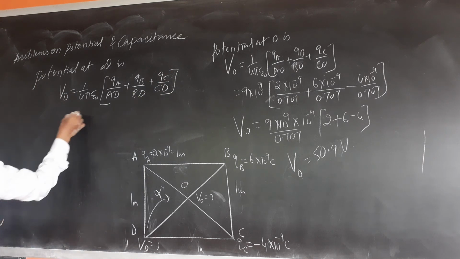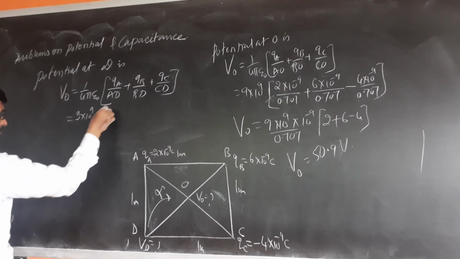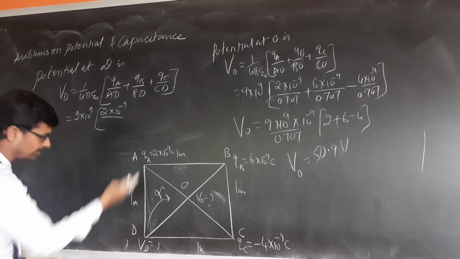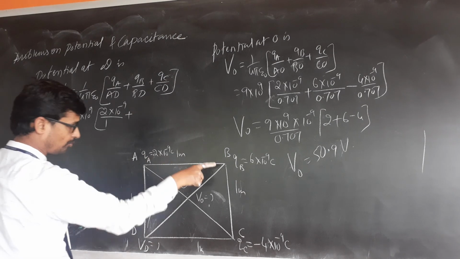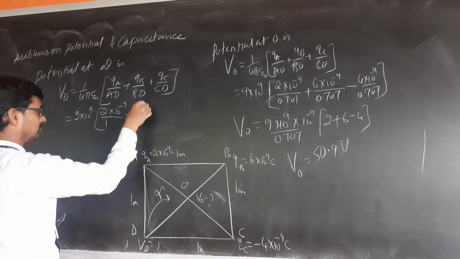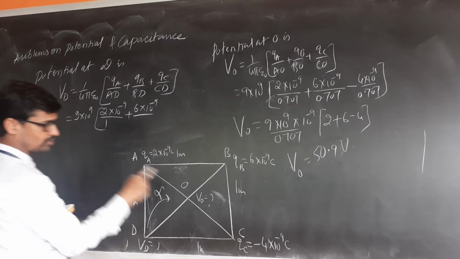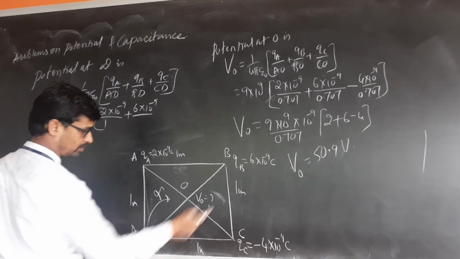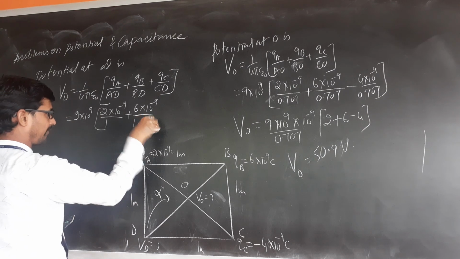Very simple. 1 by 4 pi epsilon naught is 9 into 10 raised to 9. QA is 2 into 10 raised to minus 9 divided by, what is the value of AD? AD is 1, right? Plus QB is how much? 6 into 10 raised to minus 9. Distance BD, how much was AC, children? Root 2. So BD is also root 2. I will write it as 1.414.